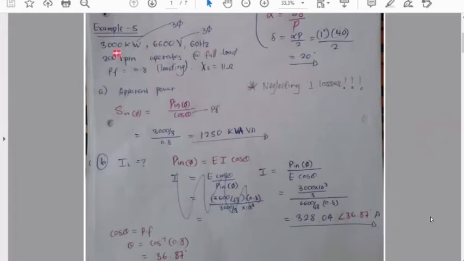This is question 5. These were the given information we needed. The first question asked for apparent power. That's how we calculated apparent power. It was pretty simple, and now we just calculated the current.